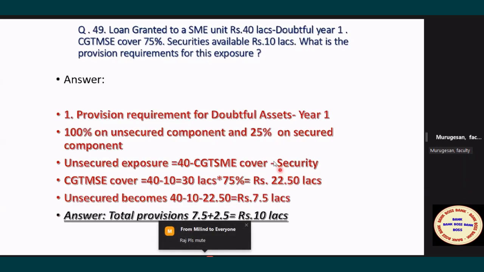22.50 will come from the credit guarantee scheme. Then that you recognize as a security, and the 10 lakh already physical securities are there. So the total uncovered means 32.5 minus 22.5, 7.5. The 7.5, 100% you have to provide. Then the security available, 10 lakh. On that 25% you have to provide. So 7.5 plus 2.5, 10 lakhs is the overall provision required in this example.